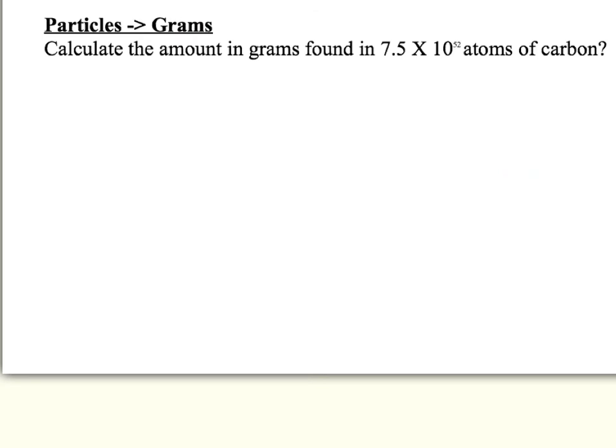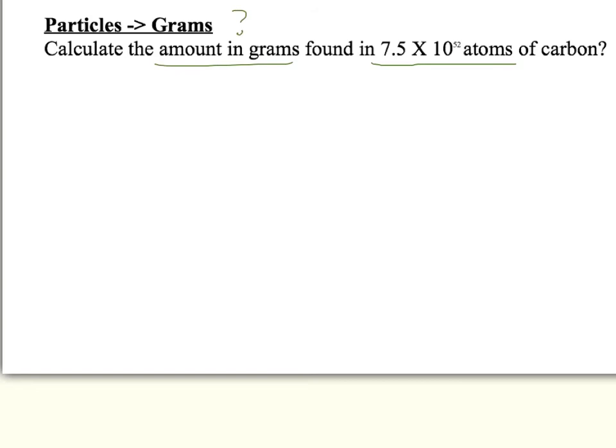So let's look at another problem. In this problem, we're going to be going from particles to grams. So let's see how we actually know that this is a two-step problem first. It wants us to calculate the amount in grams found in 7.5 times 10 to the 52 atoms of carbon. So it gave us 7.5 times 10 to the 52 atoms, and it wants us to figure out the amount in grams. So this is a particles to grams problem.